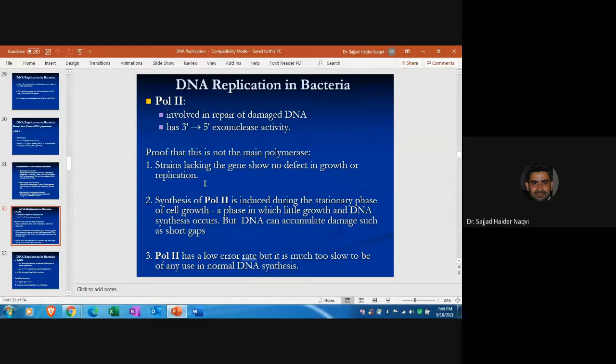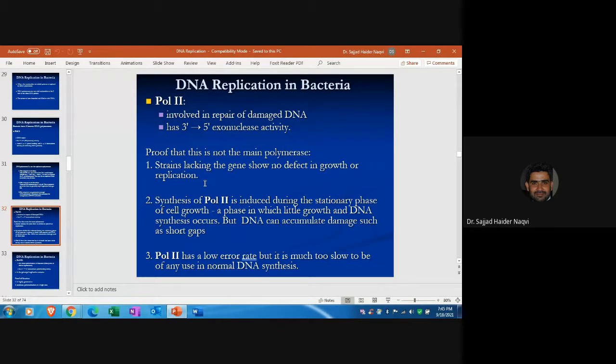Number one, the E. coli strains lacking the gene show no defect in growth or replication. That means there are certain E. coli, they don't have DNA polymerase 2. And in absence of the DNA polymerase 2, there is no problem with their replication. That means this enzyme is not the key enzyme for replication.